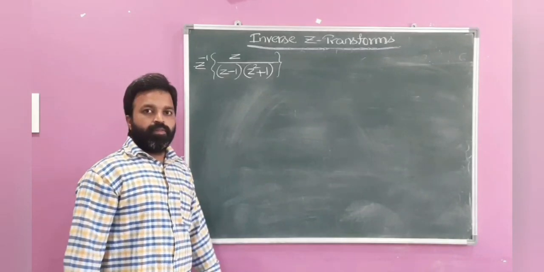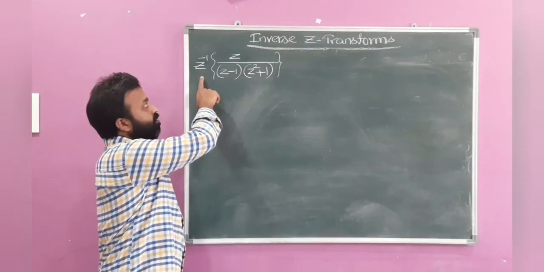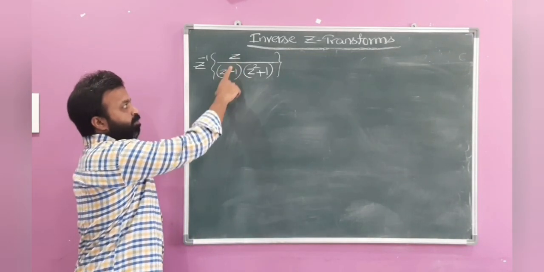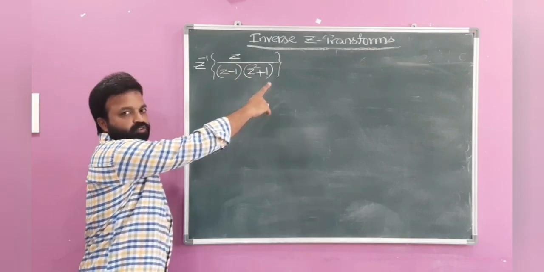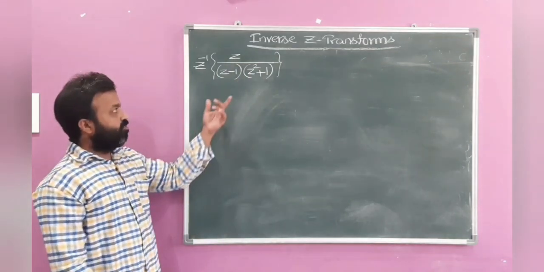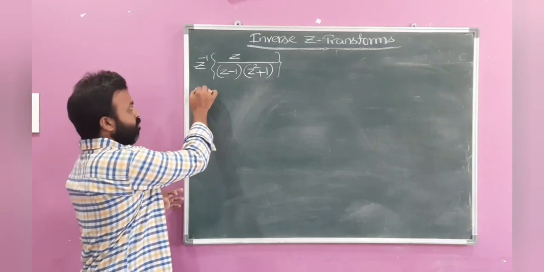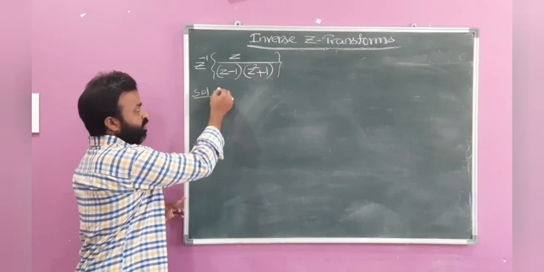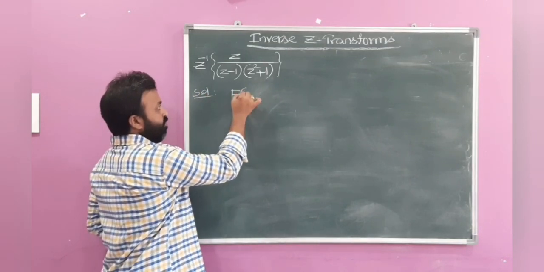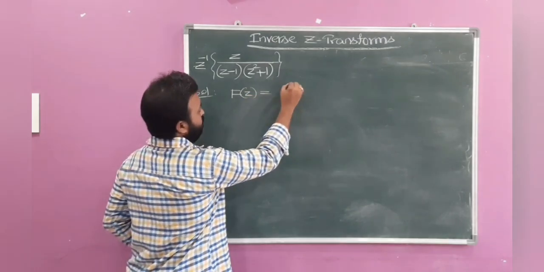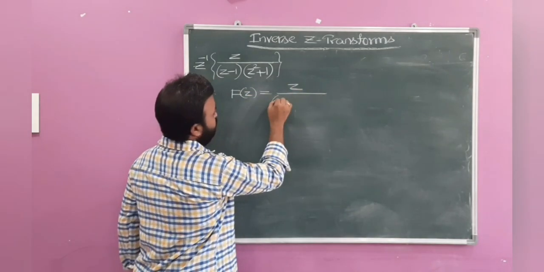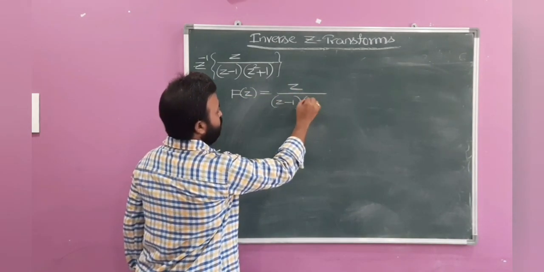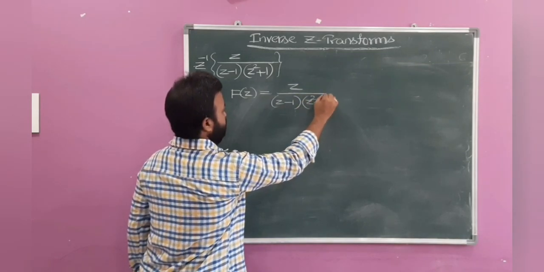Okay. Now we will see another one. Z inverse of z by z minus 1 into z square plus 1. We find out the solution for this. Now the solution is, we take f of z as z by z minus 1 into z square plus 1.